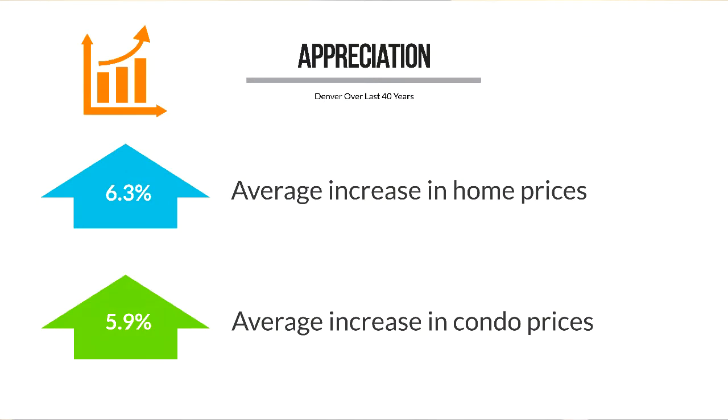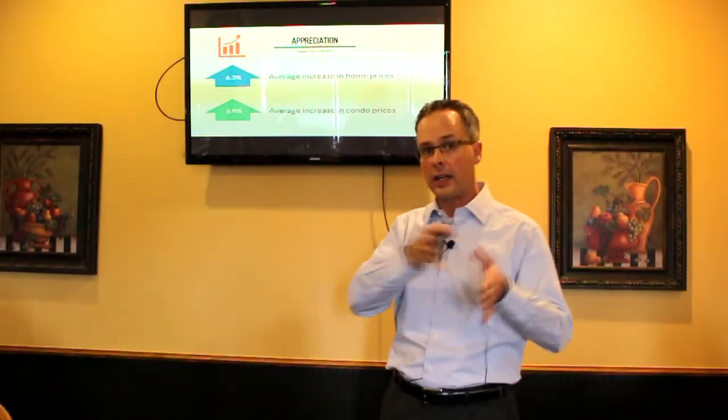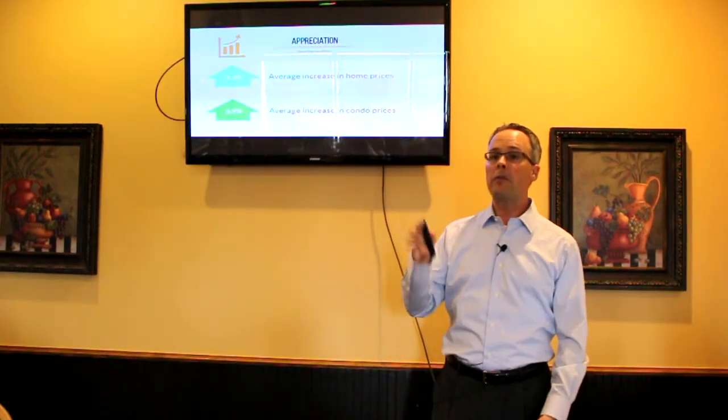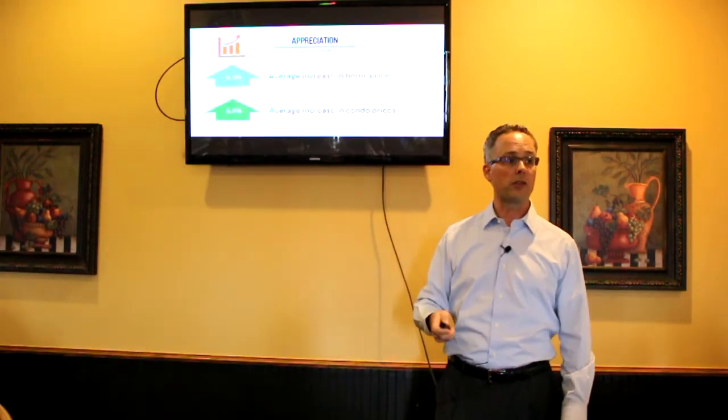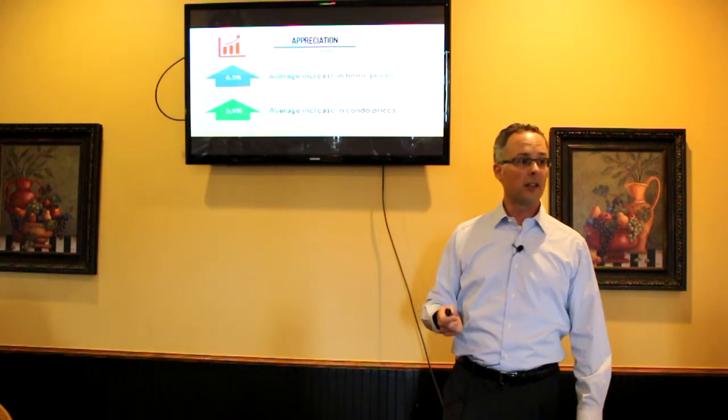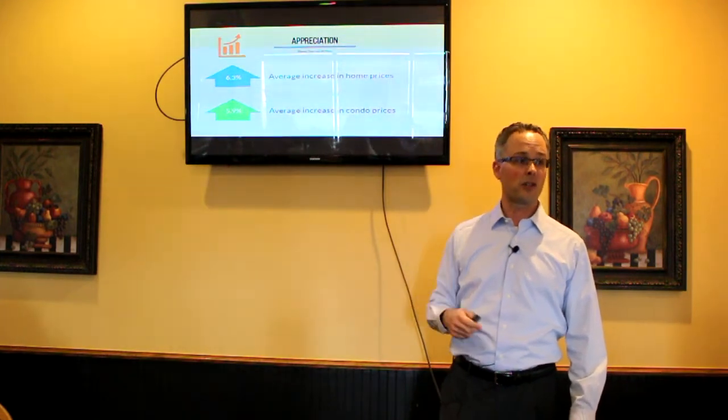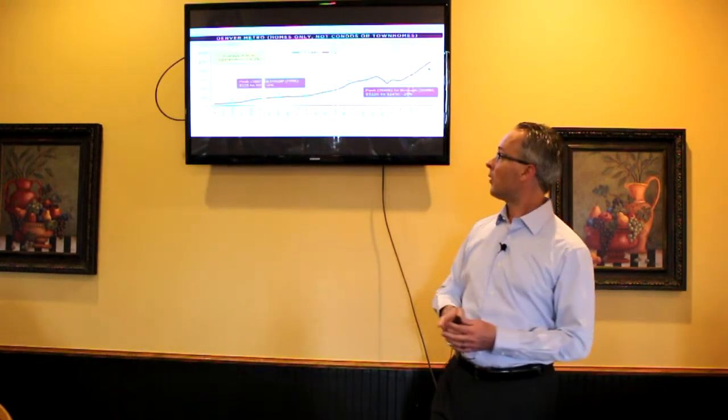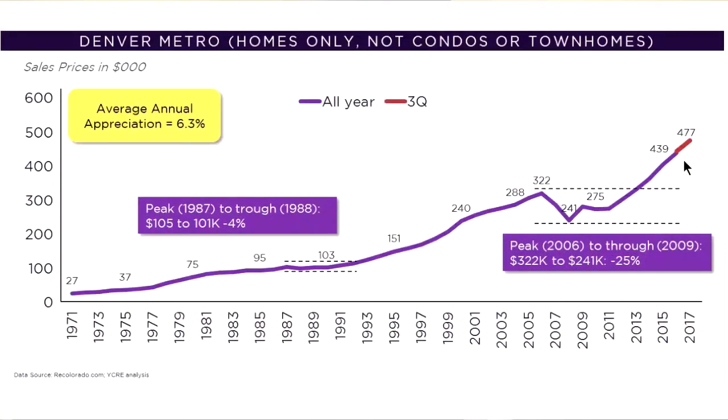This is the average appreciation in Denver over the last 40 years. 6.3% on detached single family, 5.9% on condos. It's been a little bit better for condos over the last 5 years. You take any particular time span, it might be better for condos, might be better for houses, but it's about 6%. Some people will say, well, we can't continue this run up that we've had. This is since 1970. But you can see that we have a trend here. We're not very far off of a long-term trend.